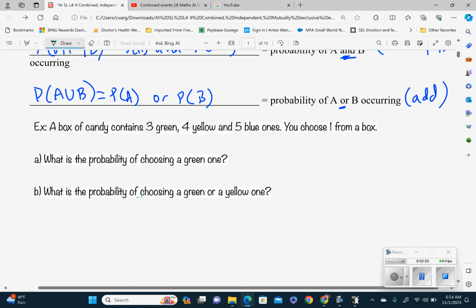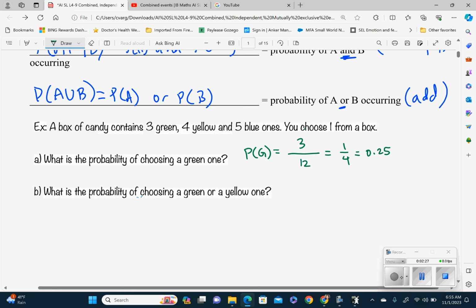So what's the probability of choosing a green one? So probability of green is equal to what? We learned this last lesson. So the number of green, so there are 3 green out of the total number. So 3 plus 4, 7 plus 5 is 12, which can reduce to 1/4 or 0.25. Okay, so that is how we answer the first one.